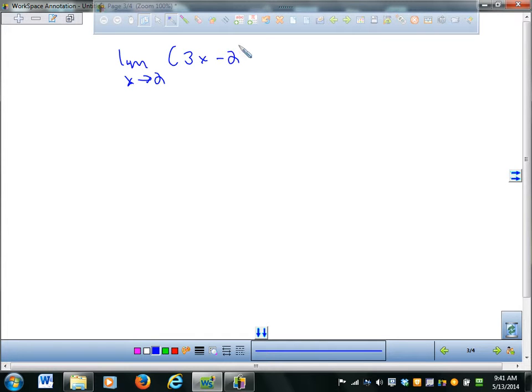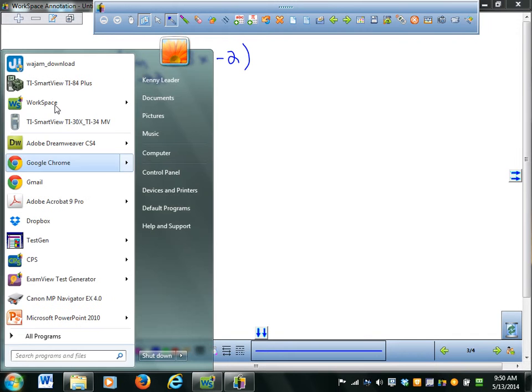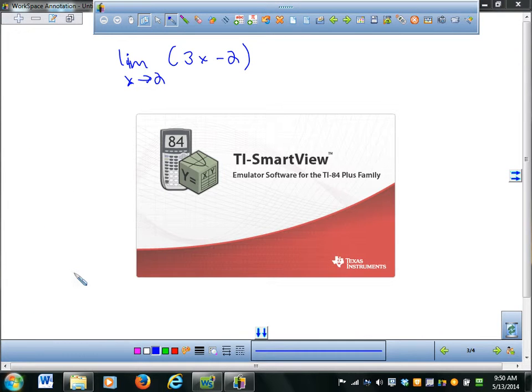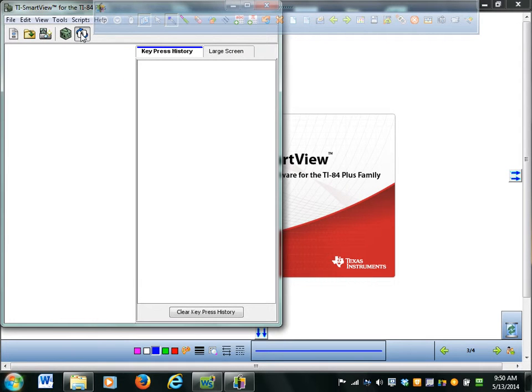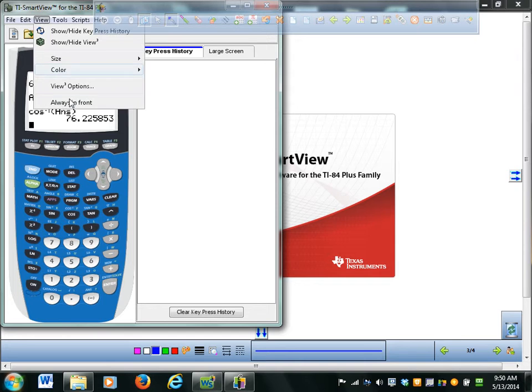3x minus 2. Okay? I want to find the limit of 3x minus 2 as x goes to 2. So one way you can do this is by plugging numbers into your calculator. And you will have to do this in your homework. I know this is a pretty obvious problem because it's a linear function and you could just plug in the number. But I want to show you what I mean.